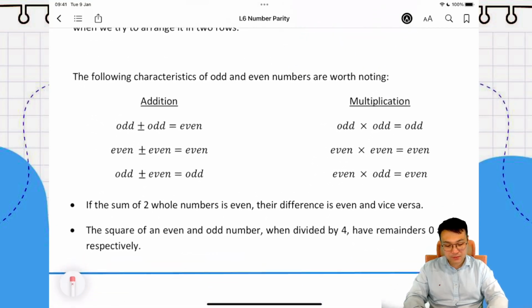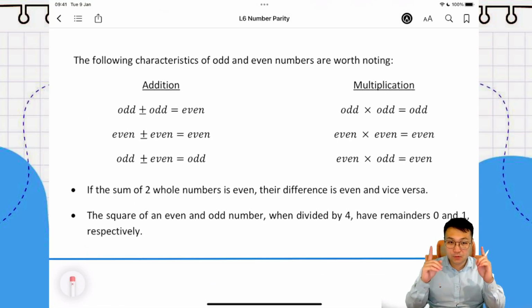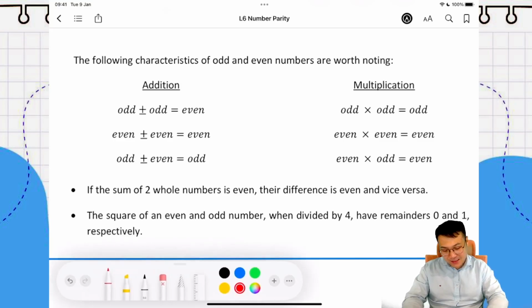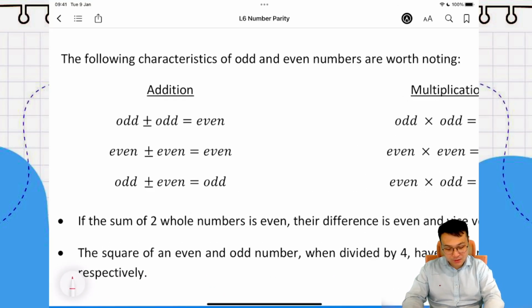Over here, you have some rules. But let me warn you, please don't memorize them. You don't really have to memorize all these. If you want to know what happens when you have odd plus odd, will it give you an even number or odd number? You can just use simple, small examples like 3 plus 3 equals 6, and you will notice that odd plus odd equals even.